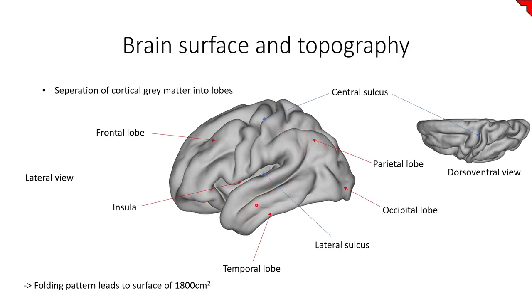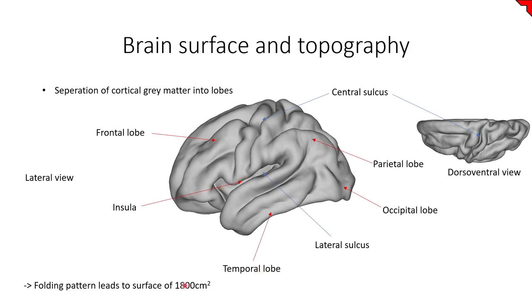And then the temporal lobe that is separated from the frontal lobe by the lateral sulcus. And now this insula you usually don't see if you look from lateral on the brain, because it's completely covered by the operculum. And inside this lateral sulcus, underneath the operculum, the insula lies.